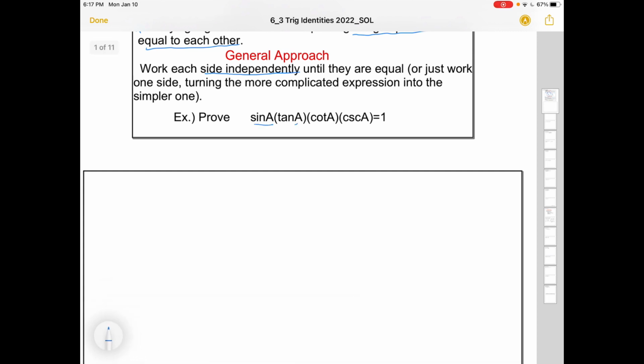Sine of something times tan of something times cotangent of something times cosecant of something, we think equals 1. And we want to show that that's for sure true. And here's what we do. We make sort of a T-chart. Okay? And one side will say left side, and one side will say right side. And we can't cross the middle of this line. It's like it's a wall.